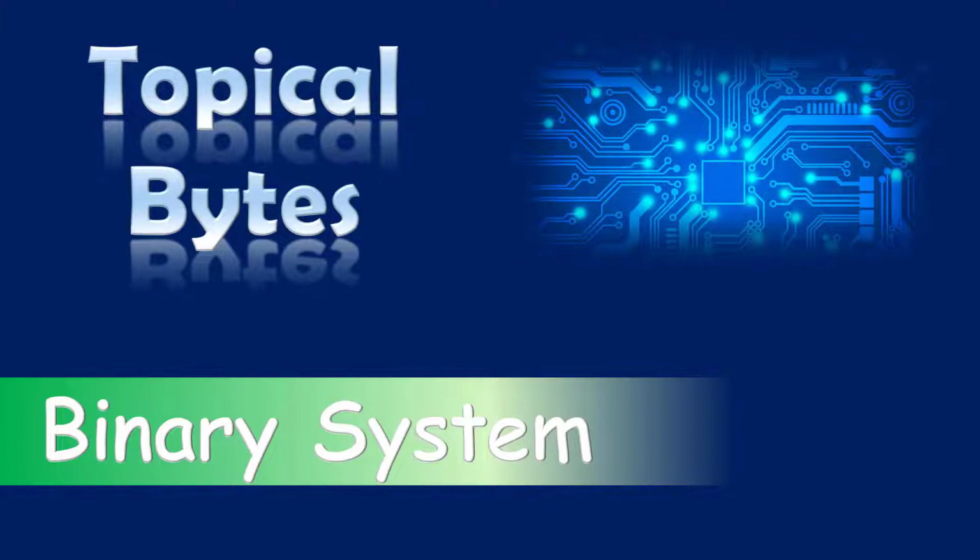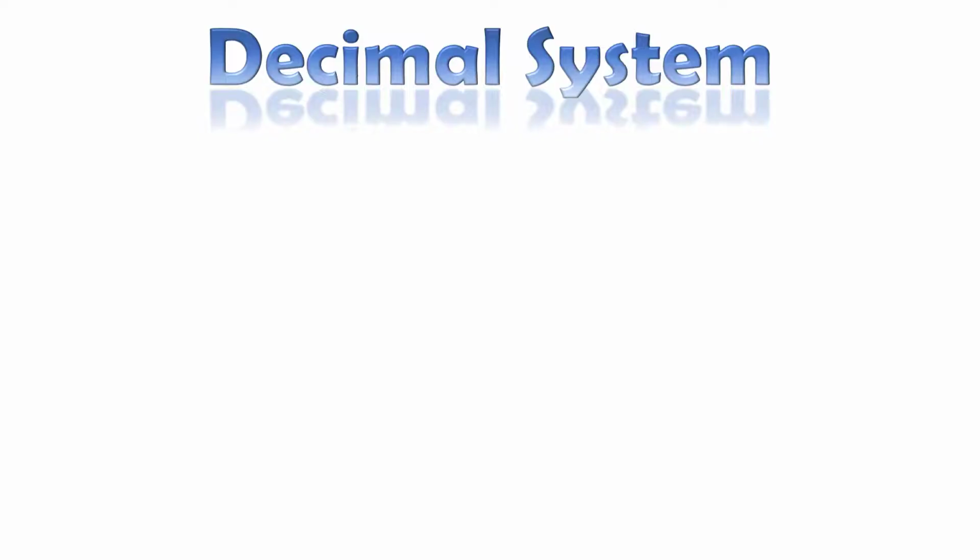In this topic, we are going to talk about the binary system. Before I discuss the binary system, let's look at the decimal system first. What you are doing when you're counting every day is in the decimal system. So what's the decimal system? The decimal system has 10 digits, ranging from 0 to 9.